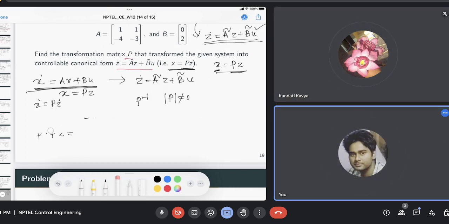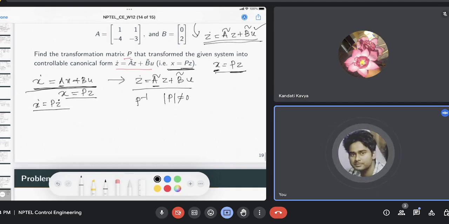I'll repeat again. What do we want? We want to use this transformation x equal to Pz, and we want to transform into this form, and see how A tilde and B tilde are related to the A and B matrices. Also in that process we will compute this P matrix. Two cases are there. If we are given this P matrix, then we can find A tilde and B tilde. In another case, we want a desired A tilde and B tilde, and can we compute this P matrix? These two cases we'll see.